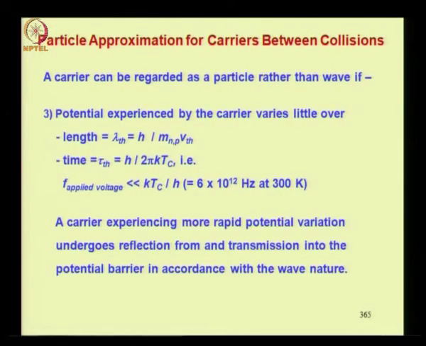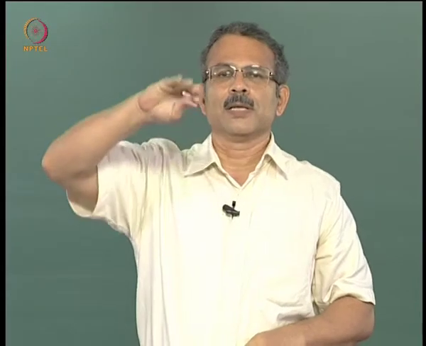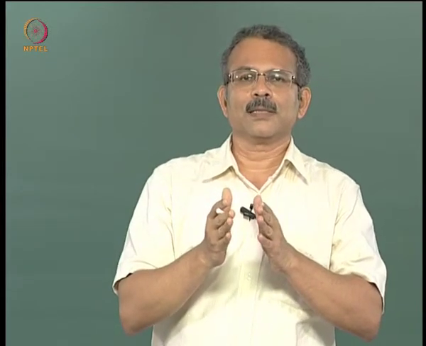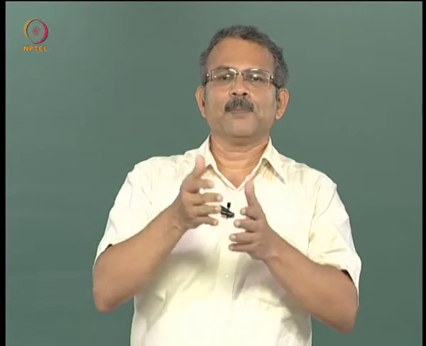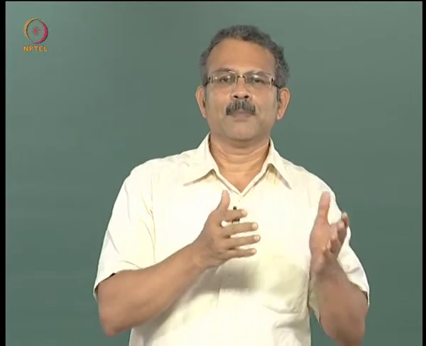A carrier experiencing more rapid potential variation undergoes reflection from and transmission into the potential barrier in accordance with the wave nature. Okay. So supposing you have a potential variation, and this potential variation is very rapid over a de Broglie wavelength, then effect of that potential variation cannot be treated by particle means, because the carrier will undergo reflection, okay, and even transmission, tunneling, right, through the barrier. So then you will have to invoke the wave nature.